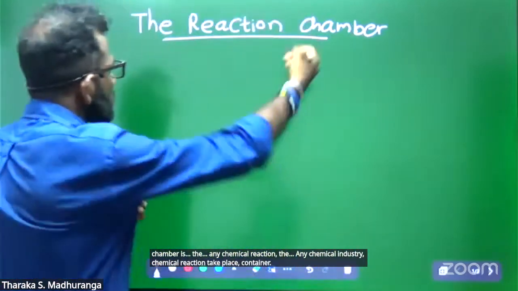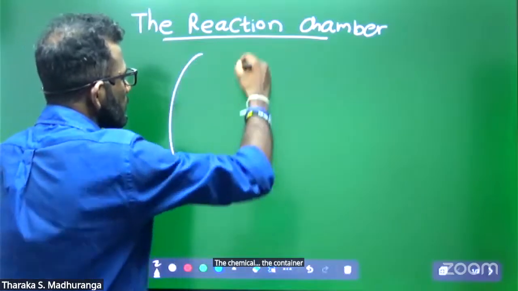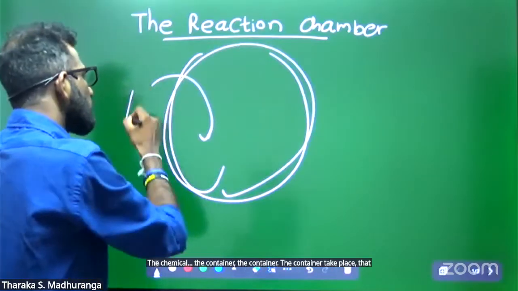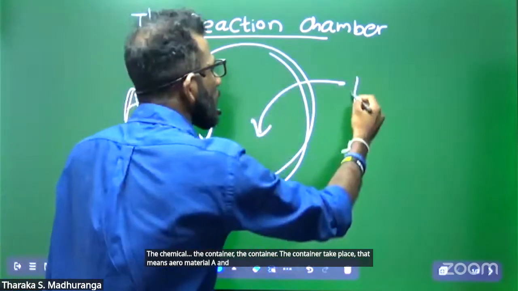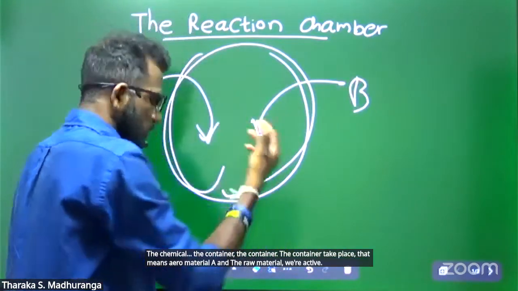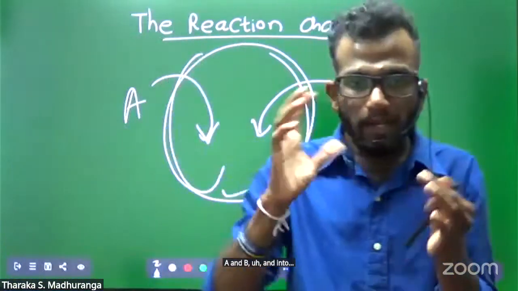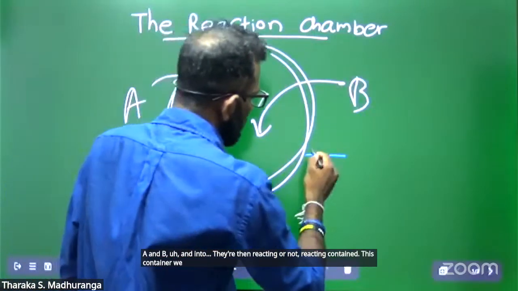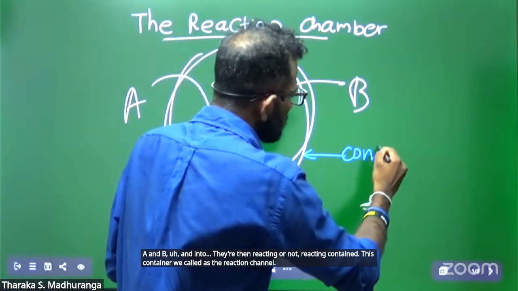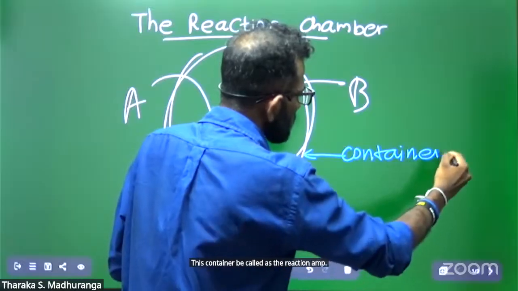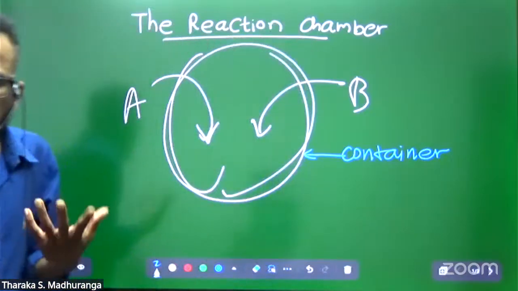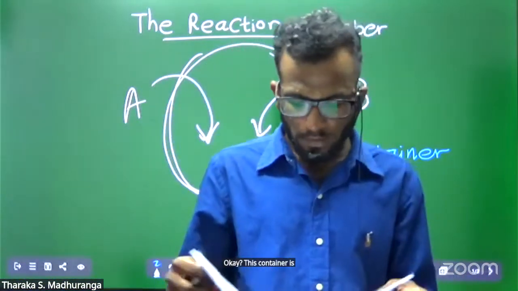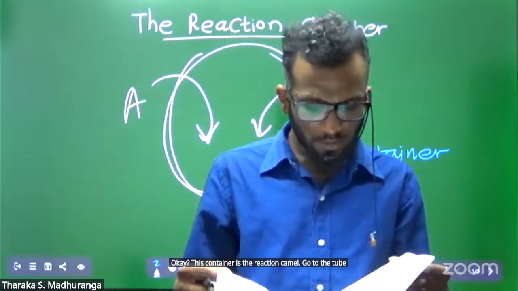That means raw materials A and B are added and react in a reacting container. This container we call a reaction chamber. Okay, this container is the reaction chamber. Go to the tute, page number 3.